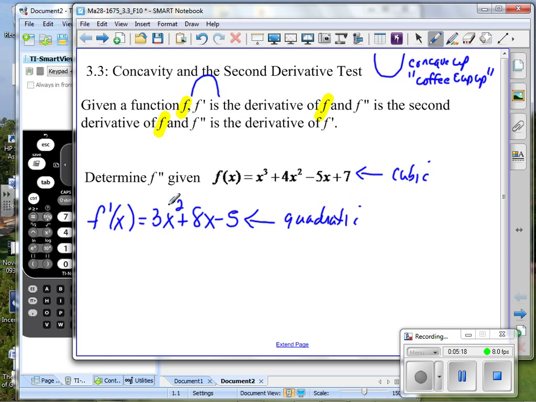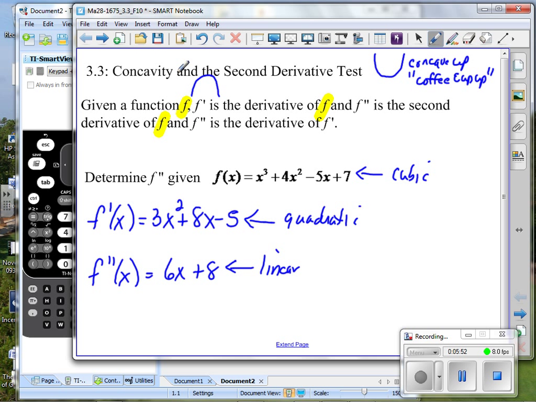What's the derivative of the derivative going to become? Linear. So the second derivative is the derivative of the first derivative, so we have 6x plus 8. And it becomes linear. It's always one degree less than the derivative above it.